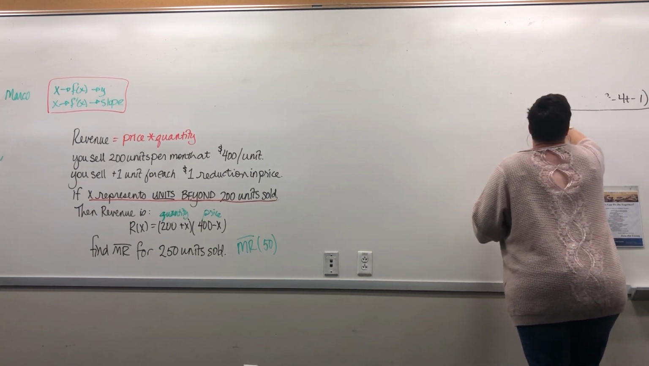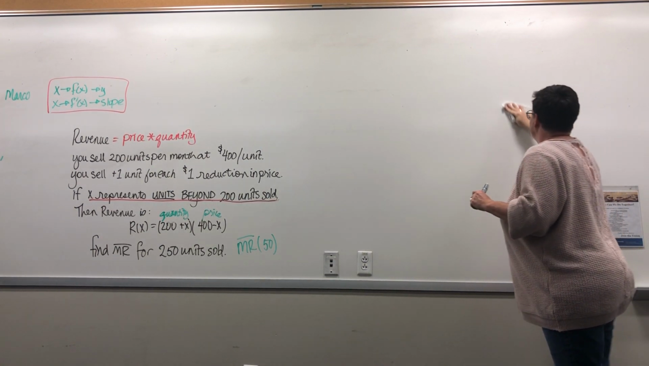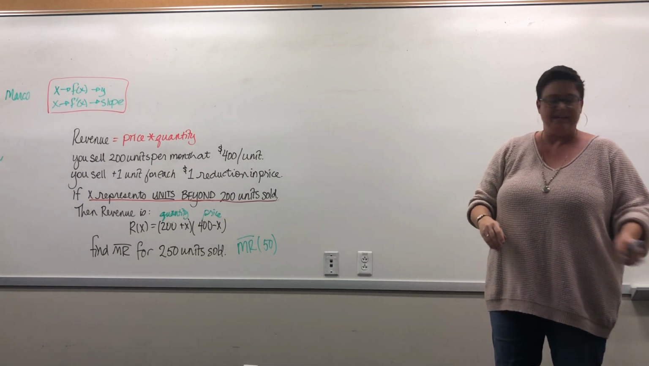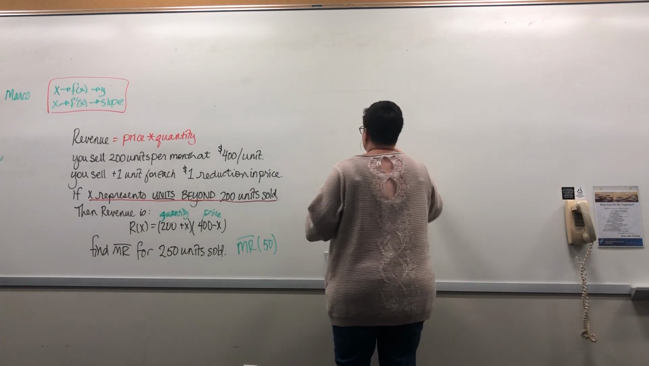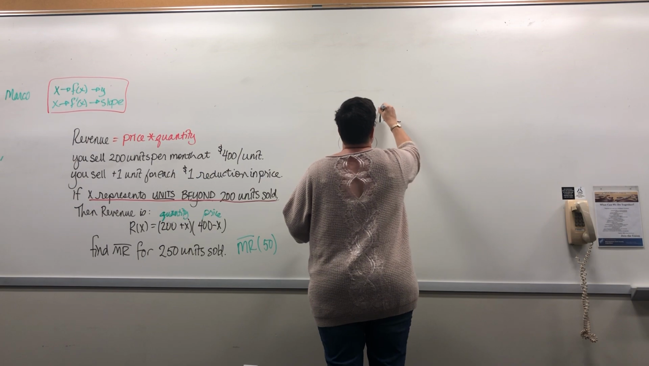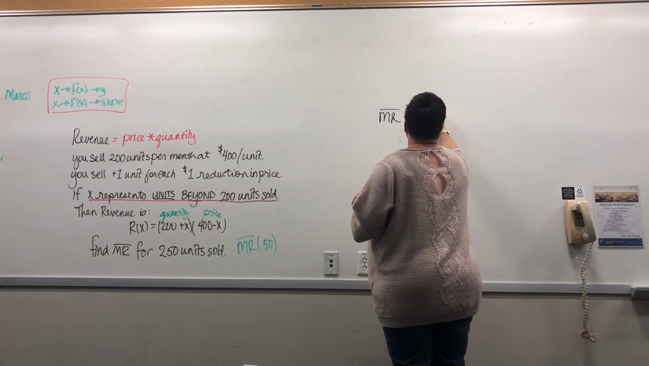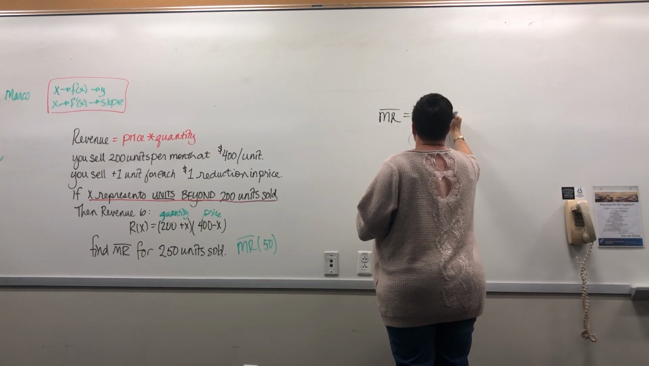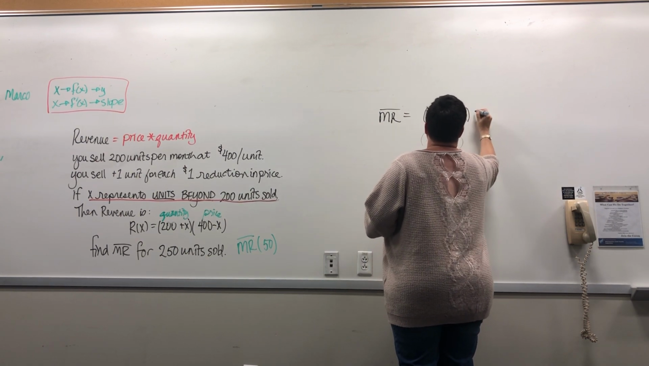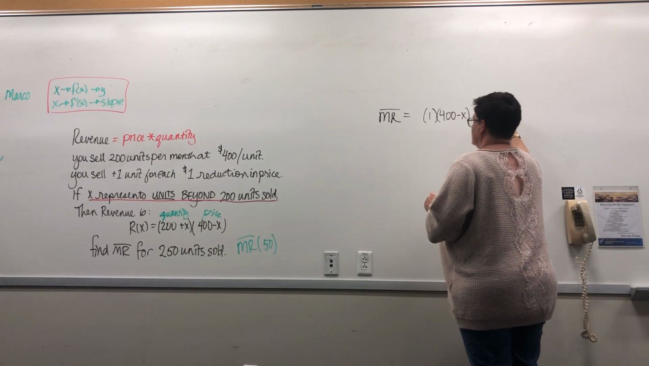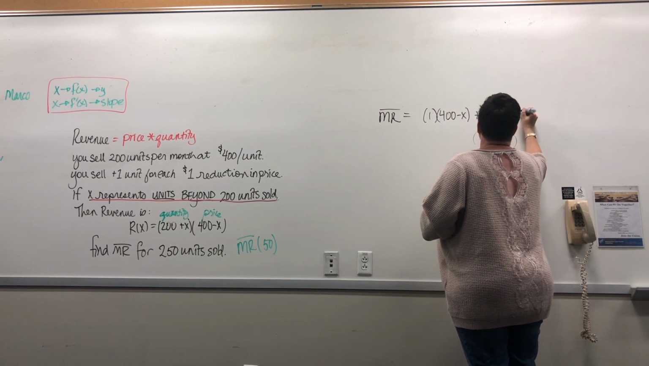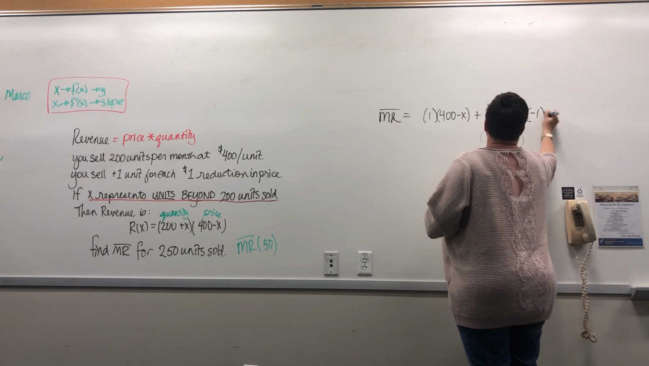So what's my U? What's my V? So marginal revenue, which is the derivative of revenue, is U prime, 1, times V, plus U, 200 plus X, times V prime, -1.